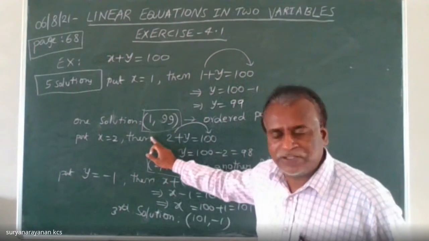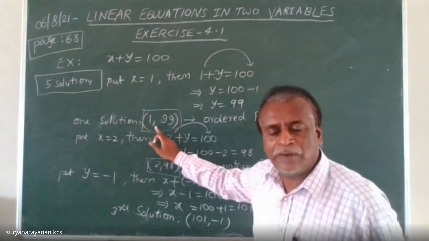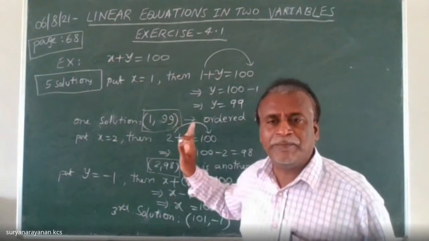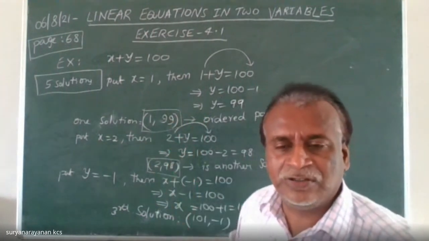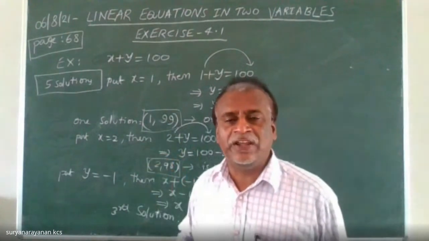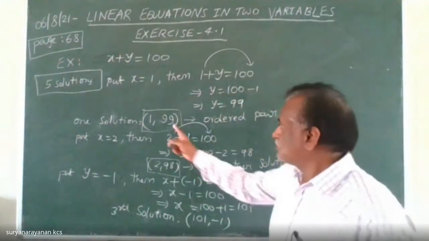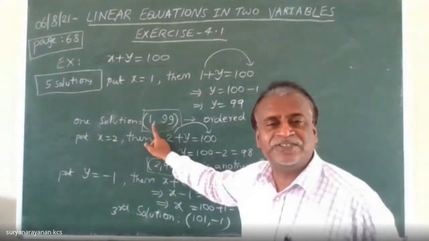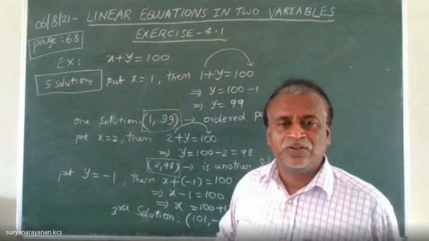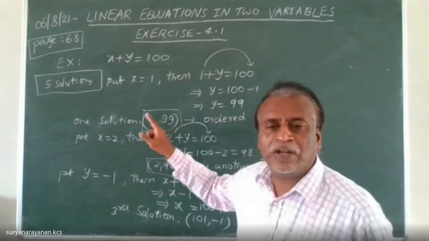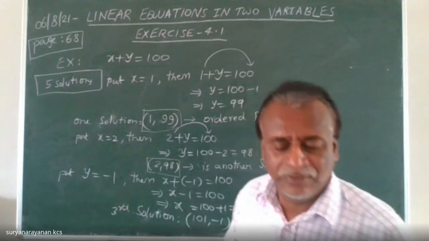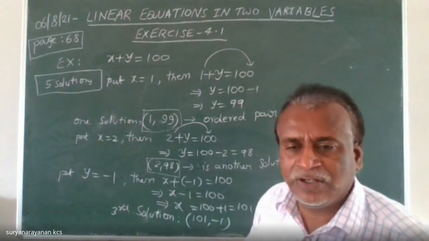Every time, first you write the x value, comma, after that you write the y value. Remember this order. That is why it is called an ordered pair. We follow this order only. Don't interchange these values. Don't write 99 comma 1 as the solution. We can't. Okay, my children, understood this point?